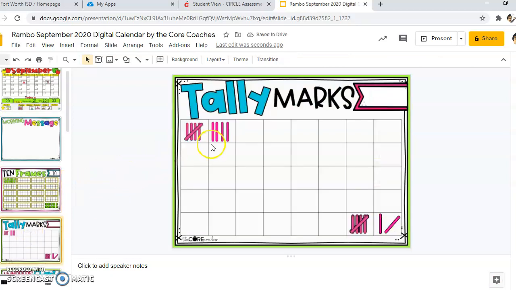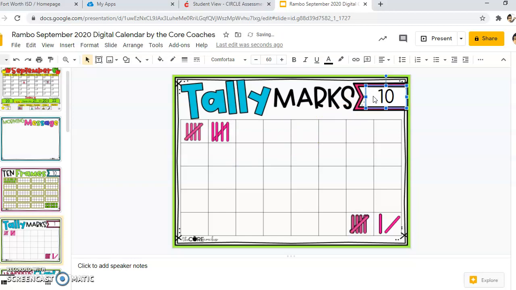Let's move on to tally marks. Now remember, tally marks are different because we're counting in groups of 5. 1, 2, 3, 4, 5, 6, 7, 8, 9, and now let's add one more. Will be another group of 10. So hold up two hands and you'll notice that 5 and 5 make 10.